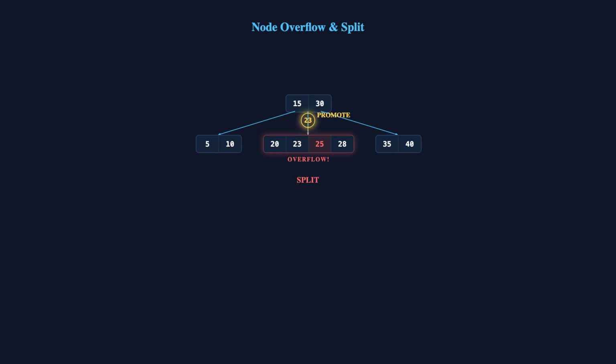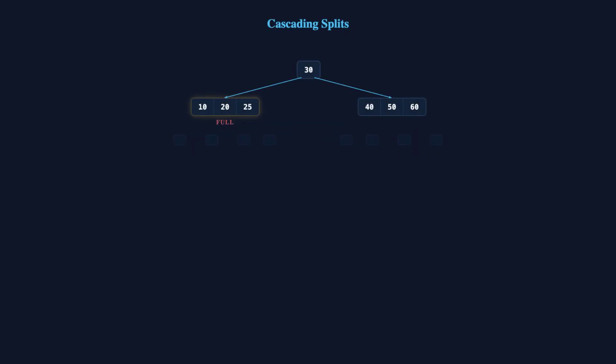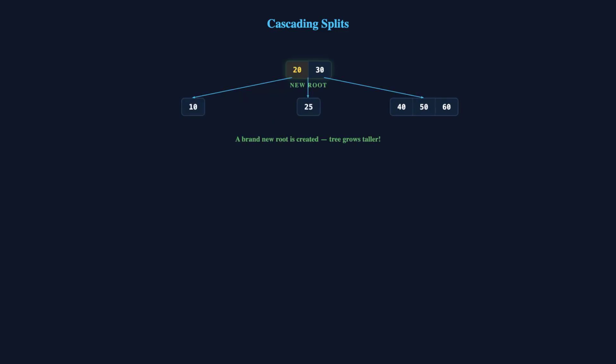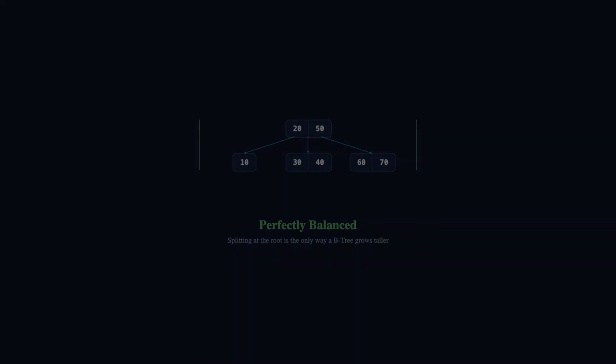We take the middle key, 23, and promote it up to the parent node. The remaining keys divide into 2 new leaf nodes. One gets 20, the other gets 25 and 28. What if the parent node is also full? It splits too. The split cascades upward, and if it reaches the root and the root splits, a brand new root is created. This is the only way a B tree grows taller, and that's what keeps it perfectly balanced.